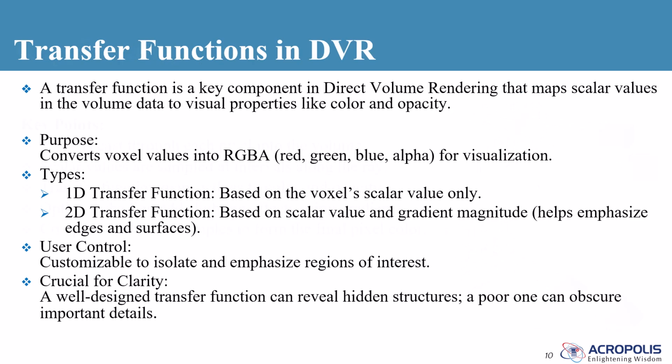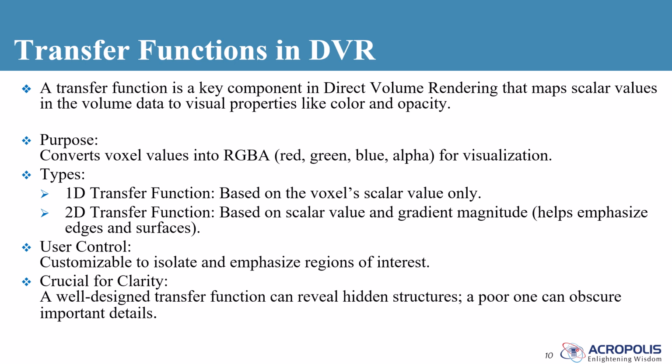Now let's understand the transfer function in DVR. A transfer function is a key component in direct volume rendering that maps scalar values in the volume data to visual properties like color and opacity. Now let's see what the purpose of a transfer function is. It converts voxel values into RGBA, red, green, blue, alpha, for visualization.